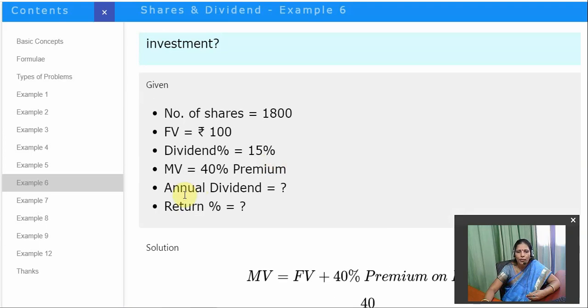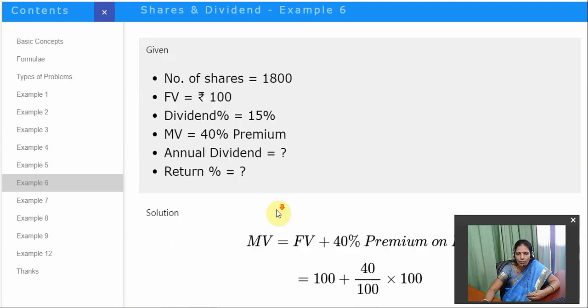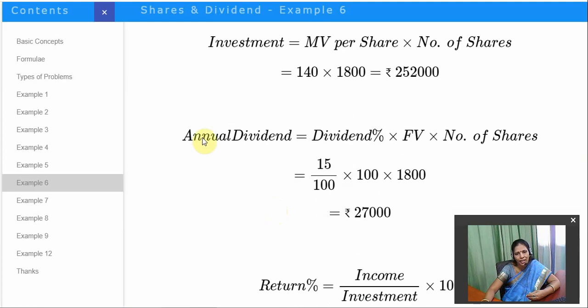Right? Now the question is, you need to find out the annual dividend and the return percentage. We will find out the annual dividend. Annual dividend, what is the formula? Dividend percentage into face value into number of shares. Dividend percentage is already given. Face value is given. Number of shares is also given. Just substitute, calculate the annual dividend.